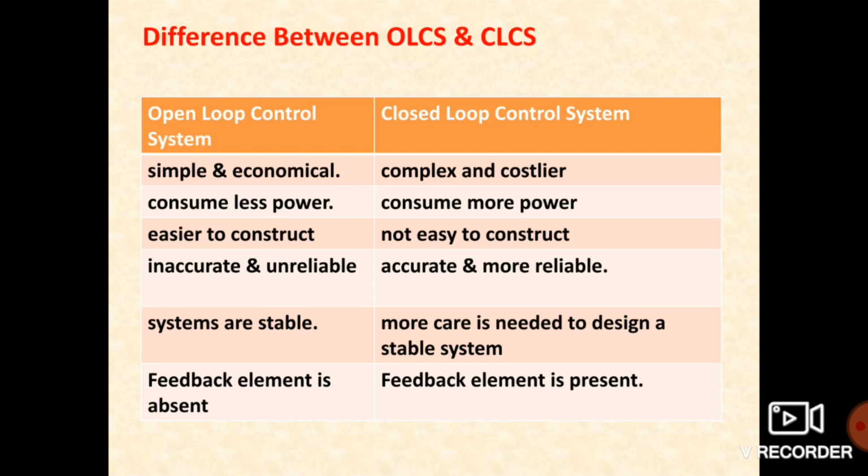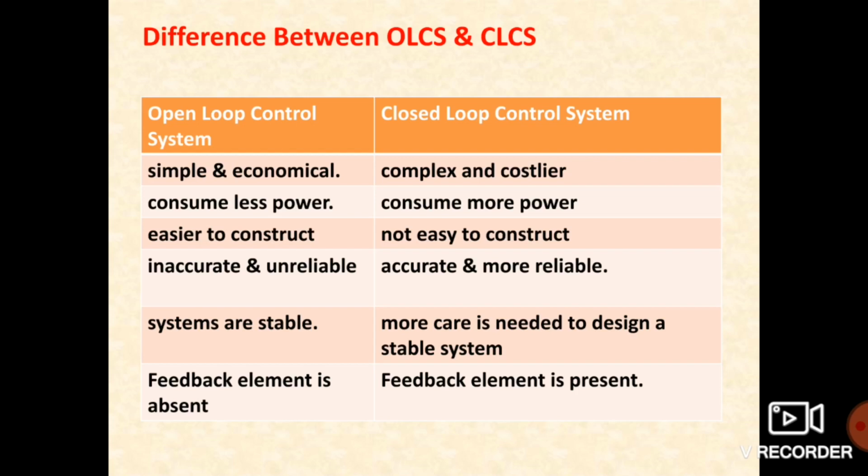I am putting it in a table here. So the open loop system is simple and economical, and the closed loop system is complex and costlier, because the open loop system has fewer sections and it is cost effective to build, and the closed loop system is complex since it contains multiple sections, and it is costlier also. The open loop system consumes less power. It has only fewer sections, so obviously it will consume less power. Closed loop system has more sections, so it will consume more power.